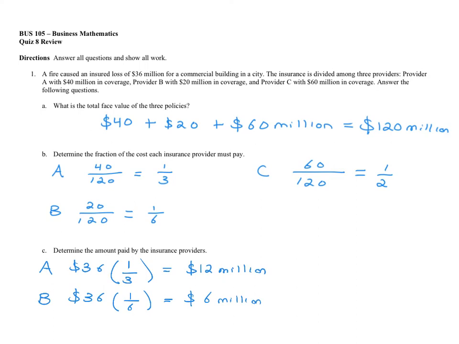And lastly, for provider C, again, what amount of the 36 million are they on the hook for? Well, half of that. So if we divide 2 into 36, we get $18 million. Of course, it should be that these three amounts add up to the 36 million. You could check if you want to. So we have 12 million and 6 and 18 million, which adds up to 36. This is the amount that each provider must pay.